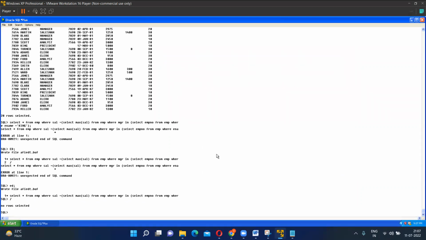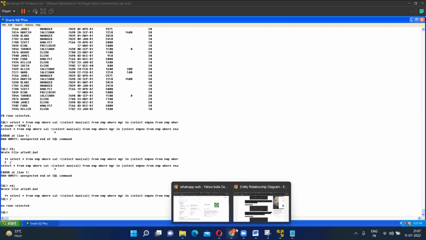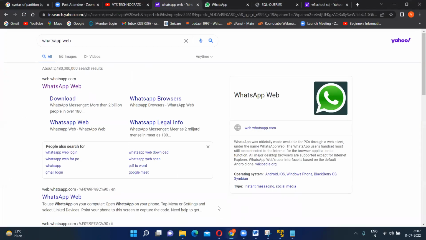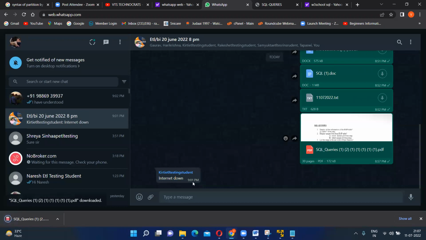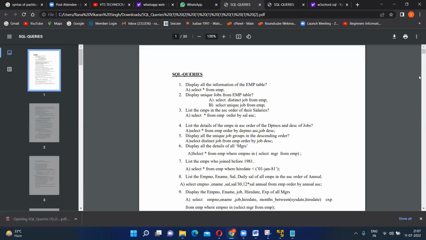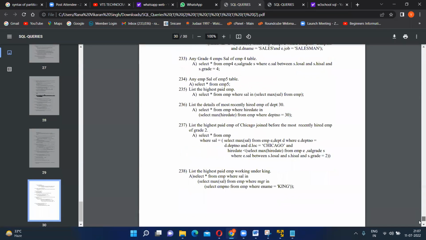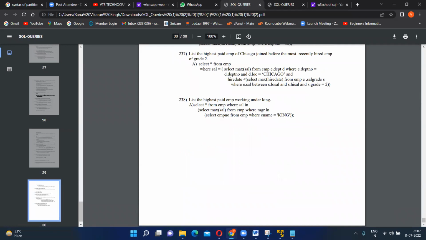Yes, guys. This is fine. Correct. One more way we can write, guys. What is that way? Using subquery. See here, they have written using subquery. Select * from EMP where salary in select max of sal from EMP where MGR in. This is what, guys? Using the subquery.